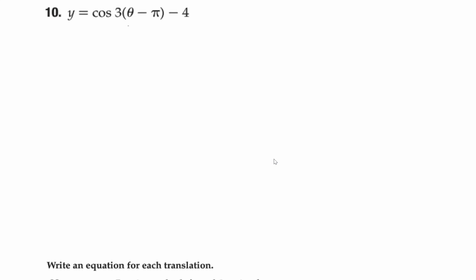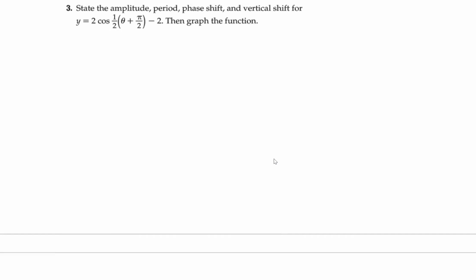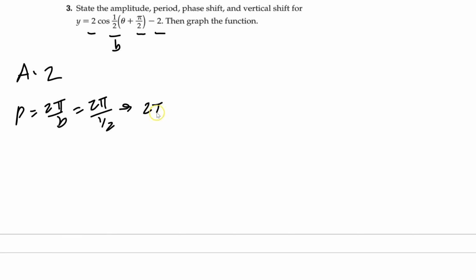Let's do another one. Let's try to see what I got here. Let's do this one. Then we'll figure out what to do next. So, amp, period, phase shift, vertical shift, right? Amp 2, period's 2 pi over b. That's my b, not my period. So 2 pi over 1/2. We're not scared anymore. 2 pi times the reciprocal. So 2 over 1. So 4 pi. My phase shift is going to be negative pi over 2. We do the opposite. And my vertical shift is going to be negative 2.